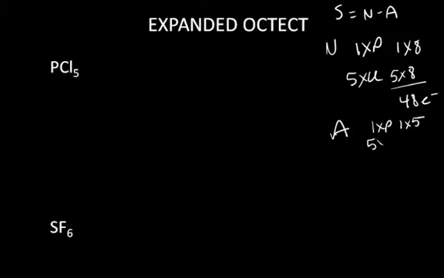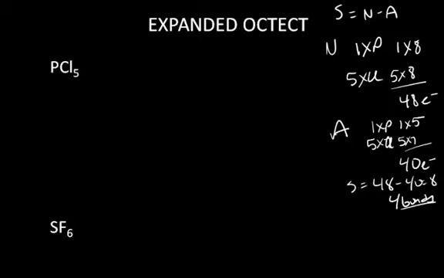And chlorine is in group 7. So that is 5 times 7 is 35. So that's a total of 40 available. So when we predict the number of electrons that should be shared here, we have 48 minus 40 equals 8, or 4 bonds. But when we look at the structure, there's 5 terminal atoms, so you need at least 5 bonds.